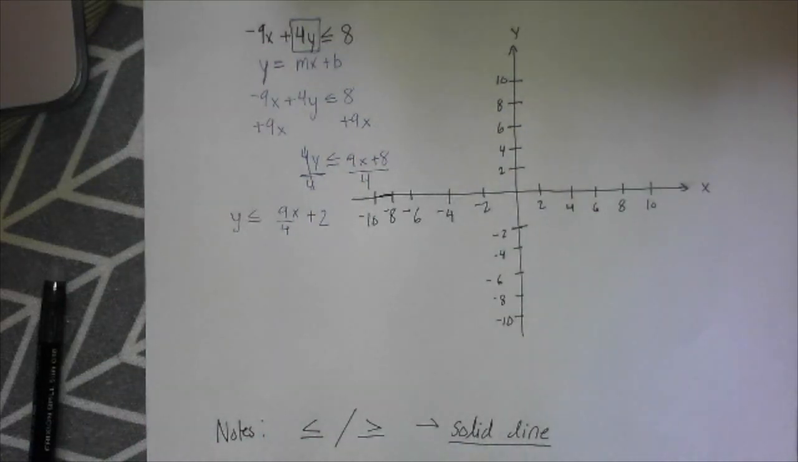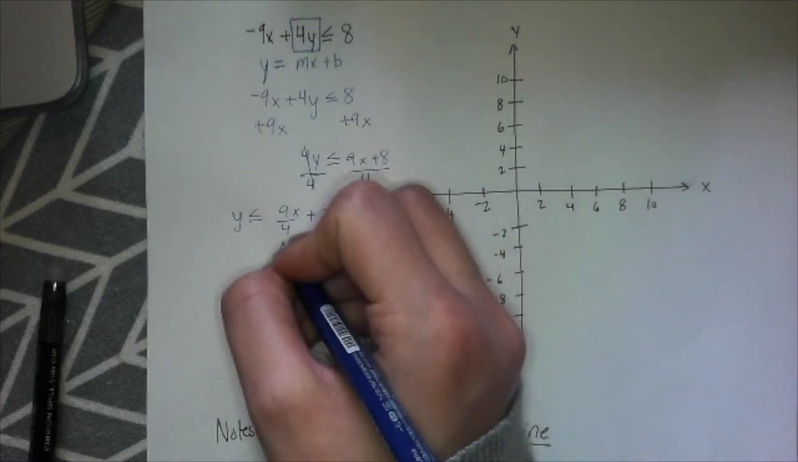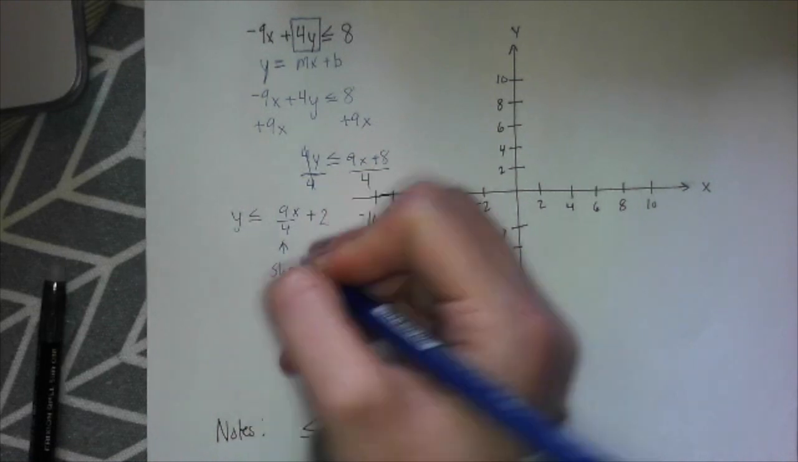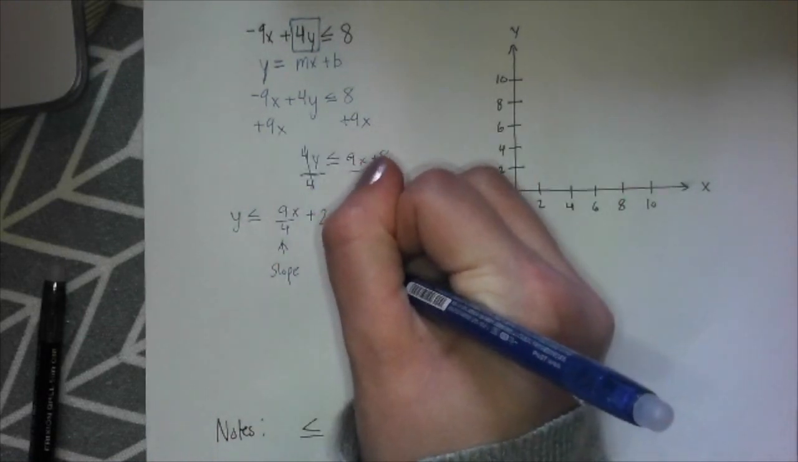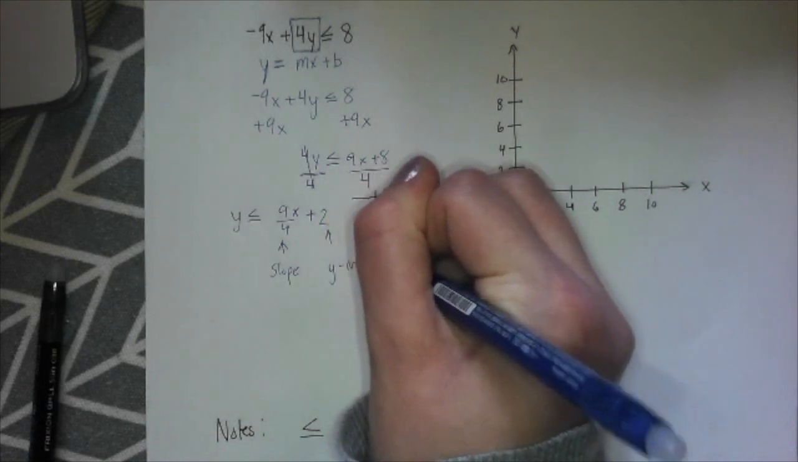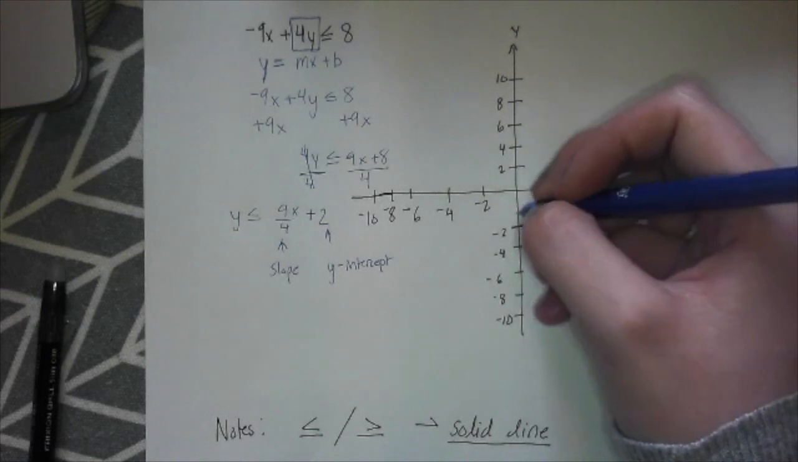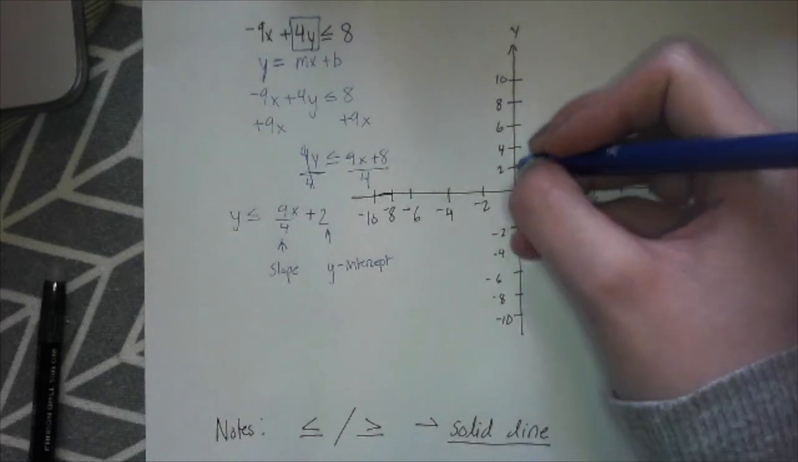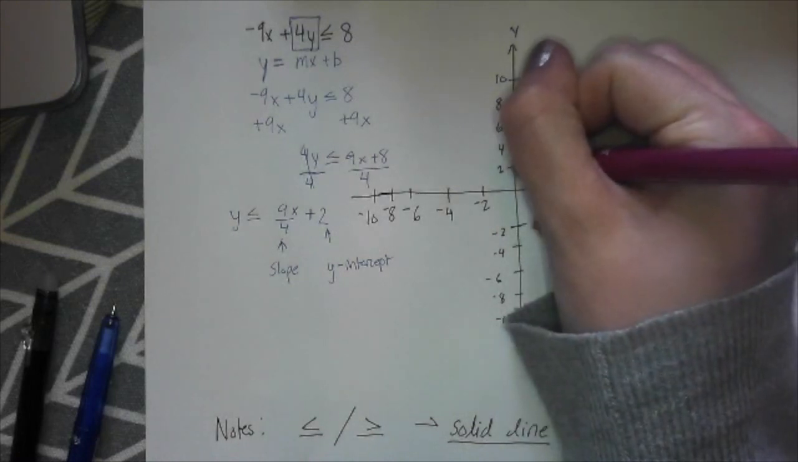Now it's really easy to graph this because we can see our slope is 9 over 4, and then we can see our y-intercept. To graph an inequality like this, we need to find our y-intercept on the y-axis. Our y-intercept is 2. I'm going to use a different colored pen, and we're going to draw a point right there.